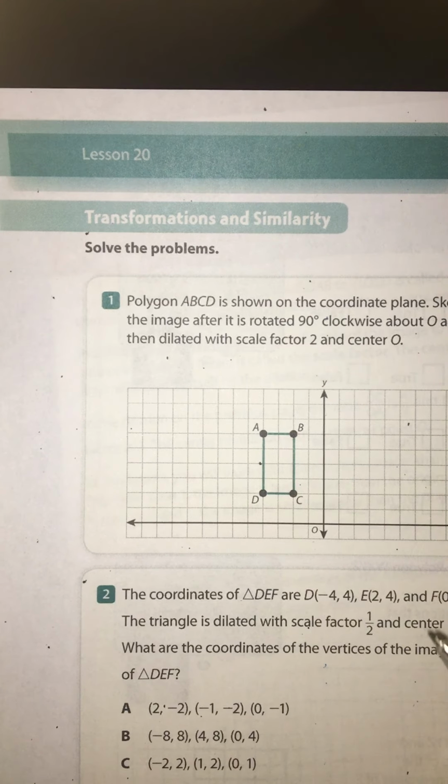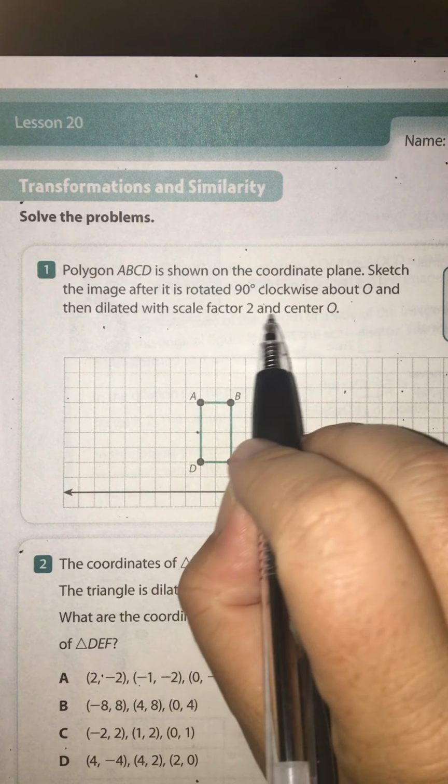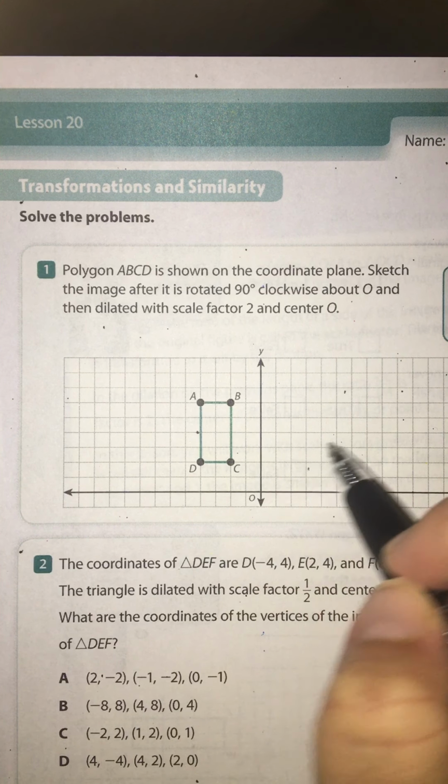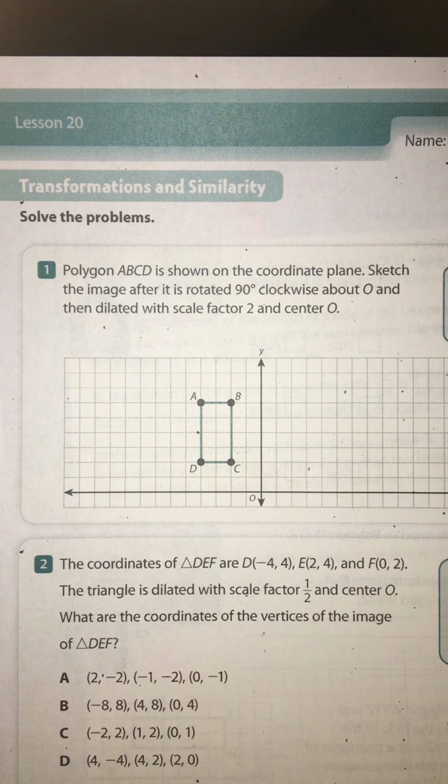Okay, it's going to be page 215 to page 216 for 8th grade. This shows the coordinate plane. Sketch the image after you rotate it 90 degrees and then dilate it. So if I'm going to rotate it 90 degrees, you kind of saw how the arrow was so that I could figure out where I was going to put it.